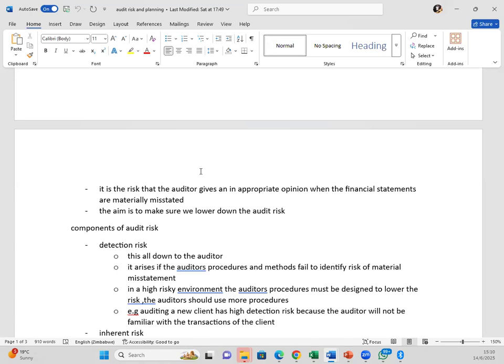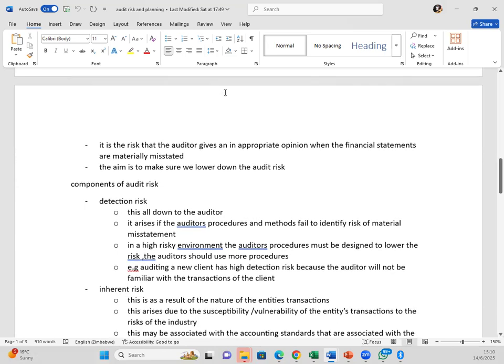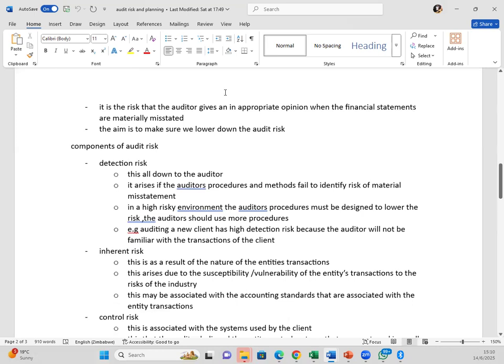Detection risk is all down to the auditor. If the auditor has used the wrong procedures, the wrong team, or audited the wrong areas, that's detection risk. It's all down to what the auditor did to get the evidence. So audit risk can be as a result of detection risk. It can also be as a result of inherent risk.